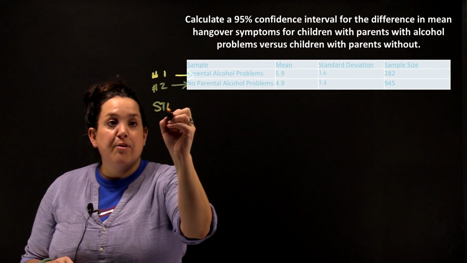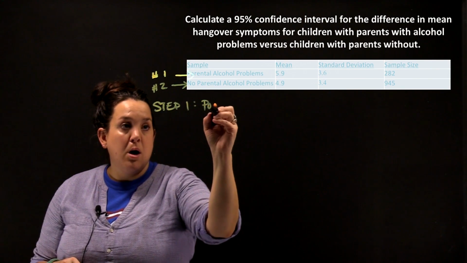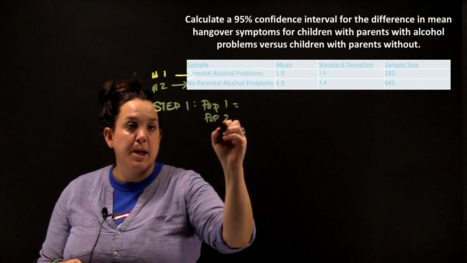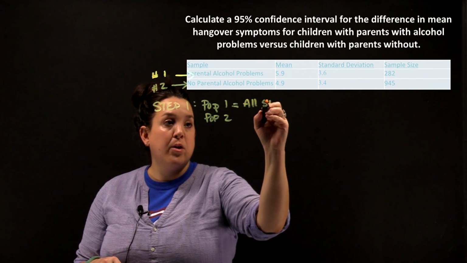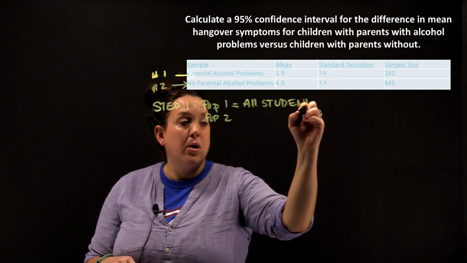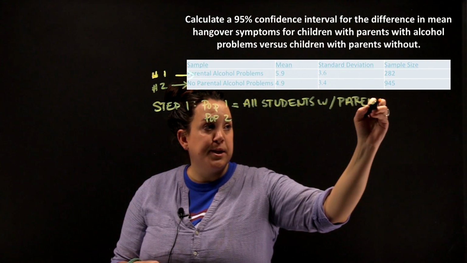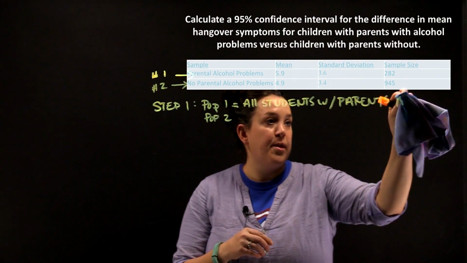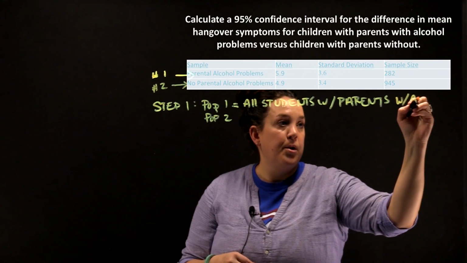So always the first step is to identify the population. So again, we have two populations because we have two groups, and the first group is going to be all students with parents. And to save myself some writing, I'm going to put with alcohol problems, so AP, shortening that to AP.